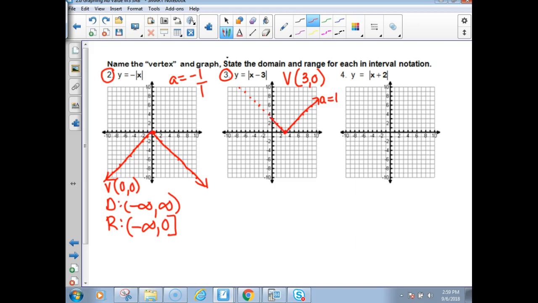All right, there's the right branch and there's the left branch. All right, I'm not doing the next one. So let's move on. I'm going to leave those to you. Oh, let's finish the domain and range. I wrote the vertex up there.